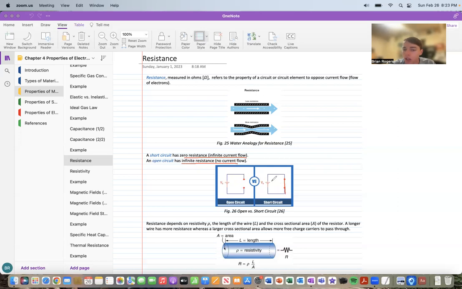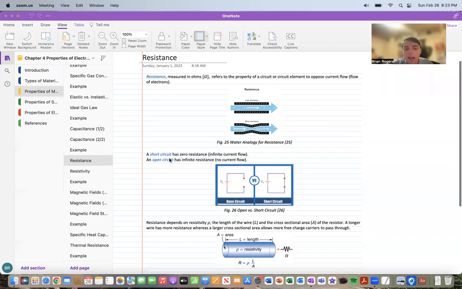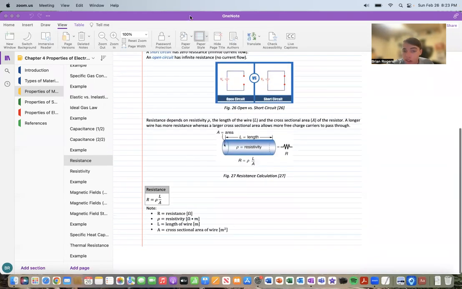Whereas with the short, there's going to be infinite current flow. Those electrons can flow through. They have a path to flow through. Here, they don't have a path. They get stopped right here. Can't pass through. So now that we talked about that, resistance depends on the resistivity.